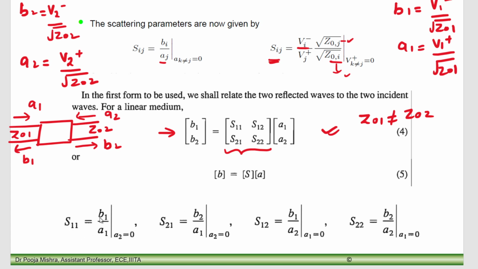So S11 is equal to B1 by A1 when A2 is equal to 0. S21 is equal to B2 by A1 when A2 is equal to 0. S12 is equal to B1 by A2 when A1 is equal to 0, and S22 is equal to B2 by A2 when A1 is equal to 0. So that's it, and we'll see later where we'll use these scattering parameters in further lectures. Thank you.